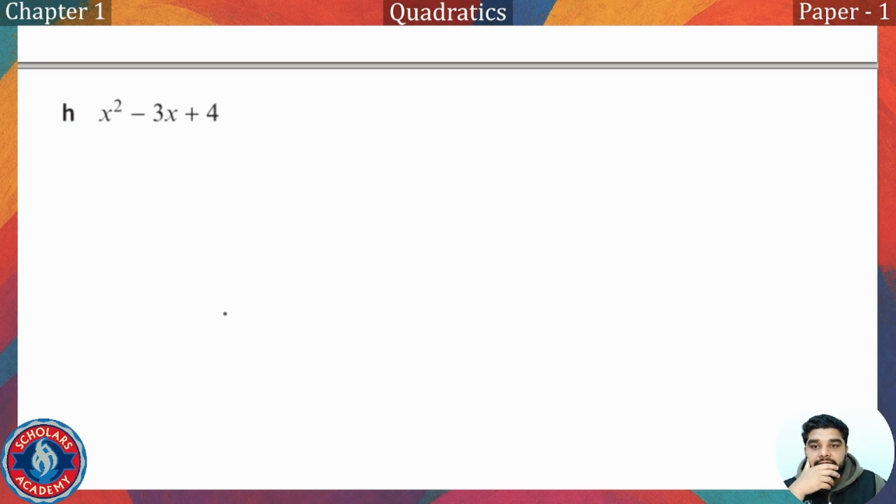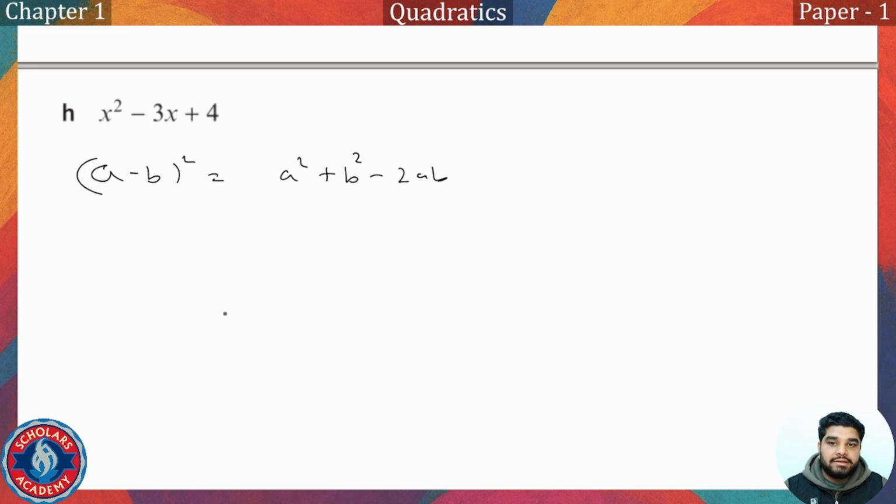Now we have, we'll compare it with the negative term. So (a − b) whole square is equal to a square plus b square minus 2ab, and comparing it, we get a is equal to x and 2ab is equal to 3x. Substitute this, b is equal to 1.5, or we can say b is equal to 3 by 2. If b is 3 by 2, we can say that b square is equal to 9 by 4.